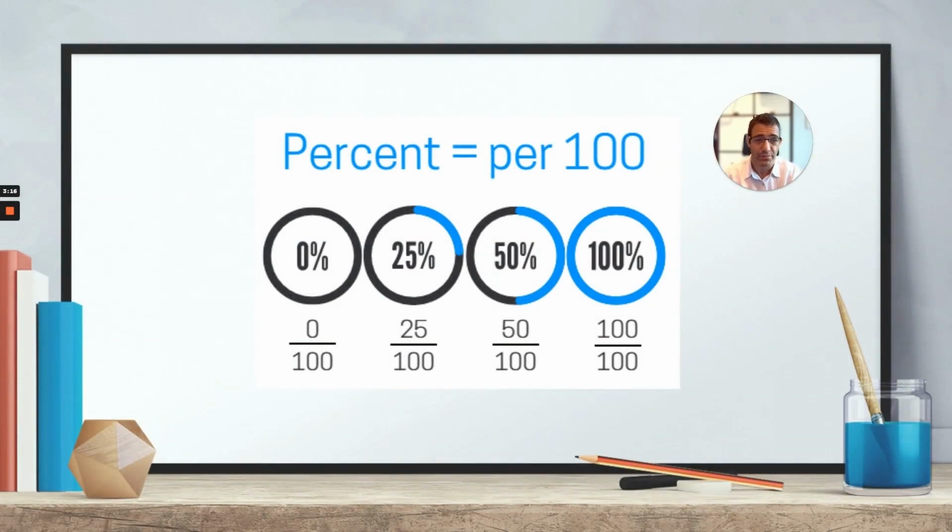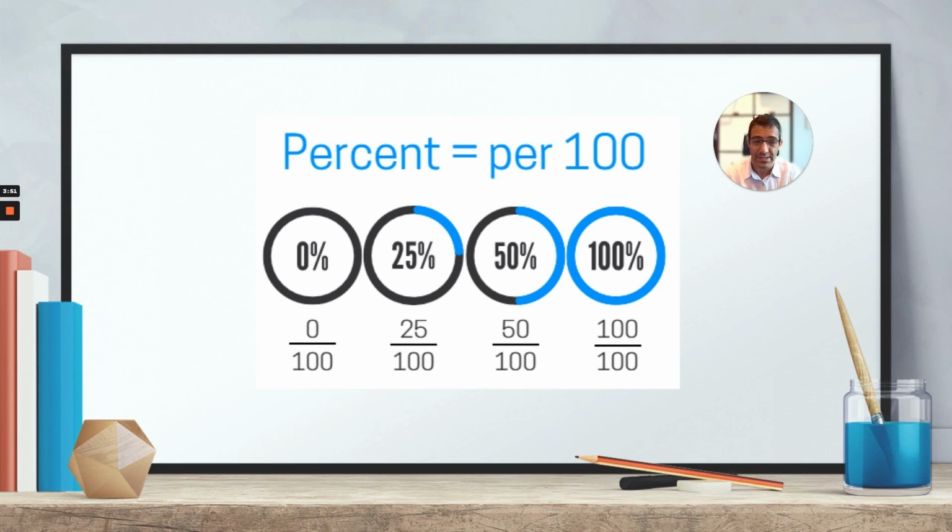Now, per 100, you have some famous percentages. 0%, which is 0. 25%, which is 25 out of 100. If you were to express 25% as a fraction, you can change 25 over 100 to a simpler form, which is a quarter. Or as a decimal, you can say 0.25. These are numbers you can use when you try and calculate 25% of something. You can divide the number by 4. You can multiply it by 0.25. You can multiply it by a quarter.